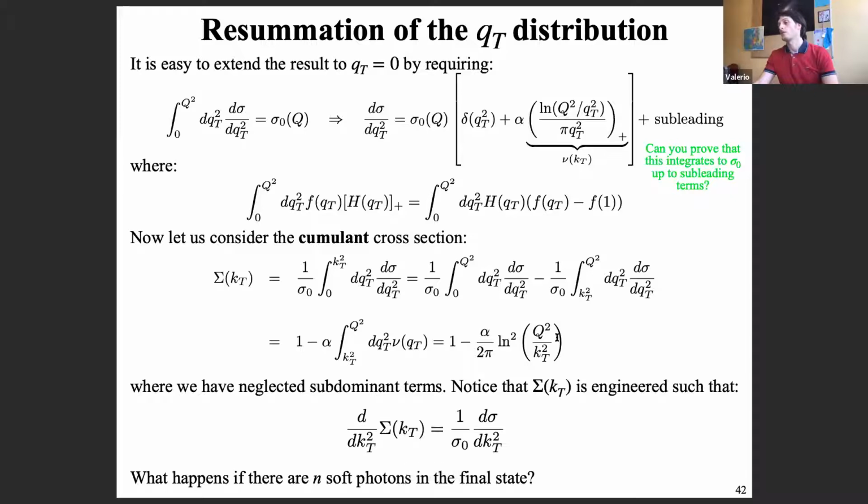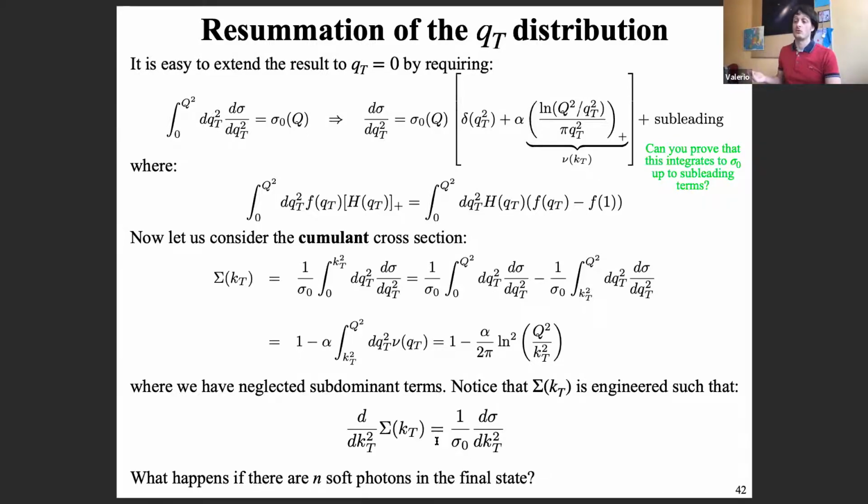And what you get is a log square of Q over KT. Of course, here we have neglected subleading terms. Something that I would like you to notice is that this cumulant cross-section is really engineered in such a way that if you take the derivative with respect to KT, you get back the cross-section normalized by the total cross-section. So now, of course, the next step is natural.